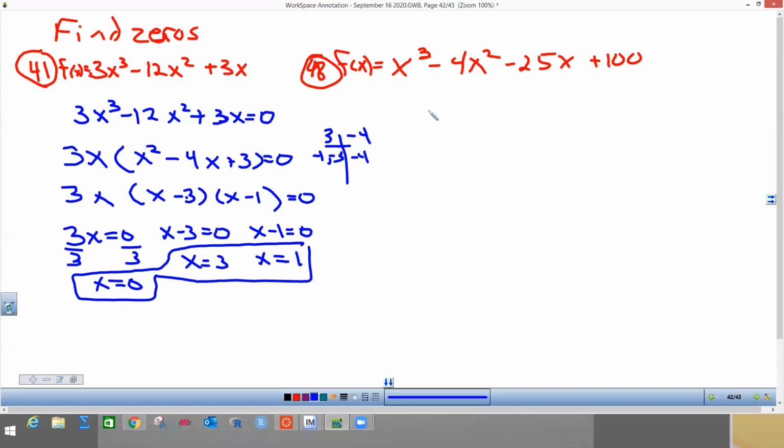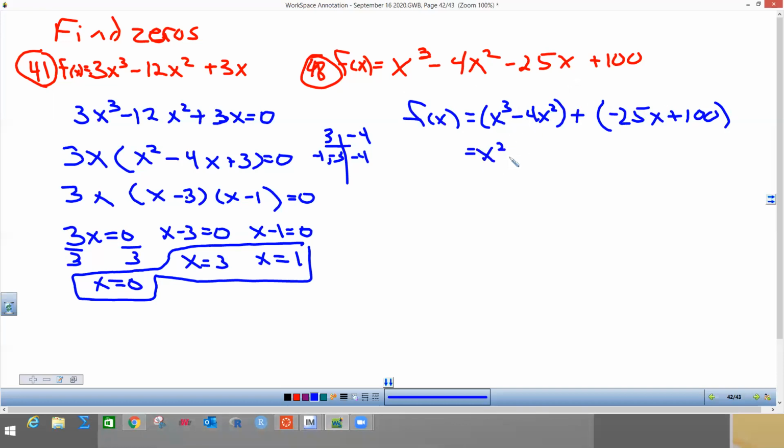Now this one has 4 terms. So when you have 4 terms, you're supposed to group them in pairs. So you take the first 2, and you group the first 2, and then you take the last 2, and you group them. And you want to put them in descending order of power. These are already going 3, 2, 1, 0. And then you factor out the GCF of these two. So that's x squared, and that leaves me x minus 4.